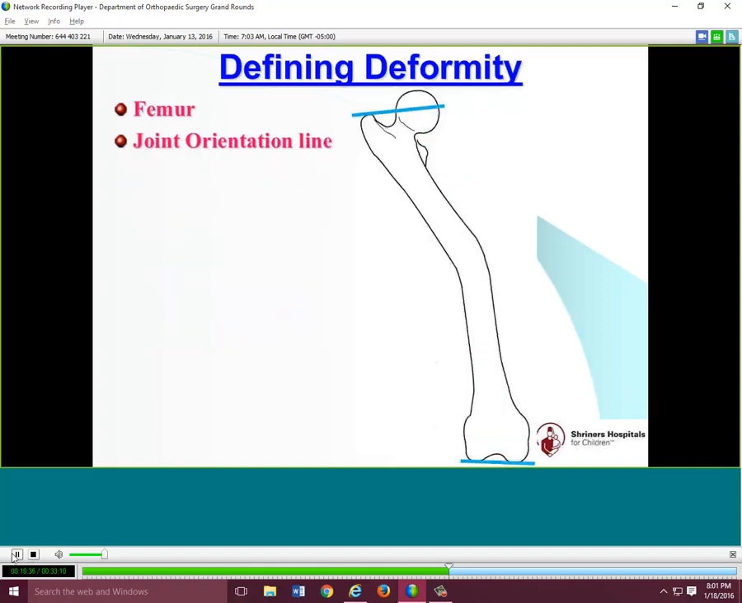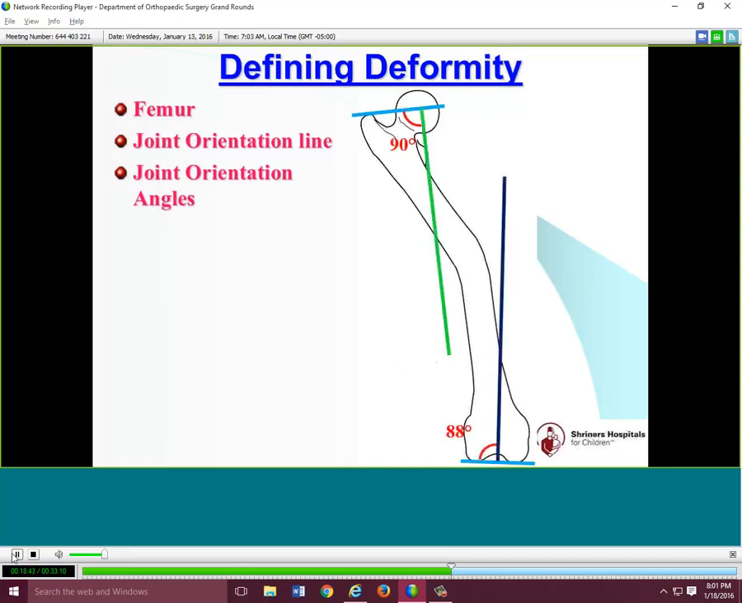How about this one here? So joint orientation lines, do our joint orientation angles, and now these don't cross.